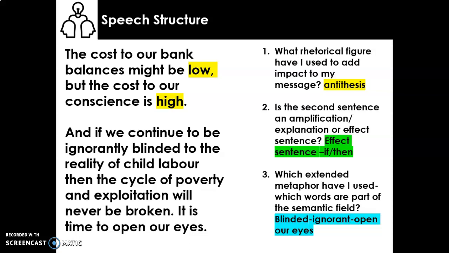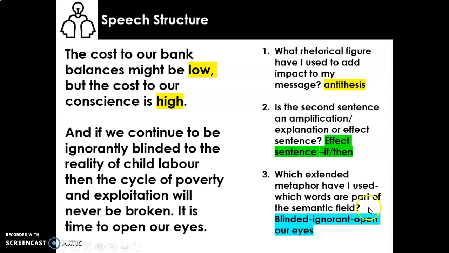Well, I was using the metaphor of being blinded. I tied it in with the semantic field, so other words linked to that. If you remember last week, we came up with our keyword and then created a bank of words to go with it. That's all we mean by semantic field, a bank of words that back up that metaphor. So I've got blinded, ignorant, and then open our eyes. Now, you could argue that that's another example of antithesis, blinded to open your eyes. Those are opposites.